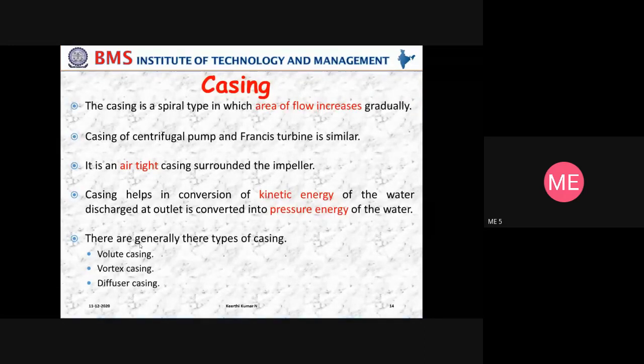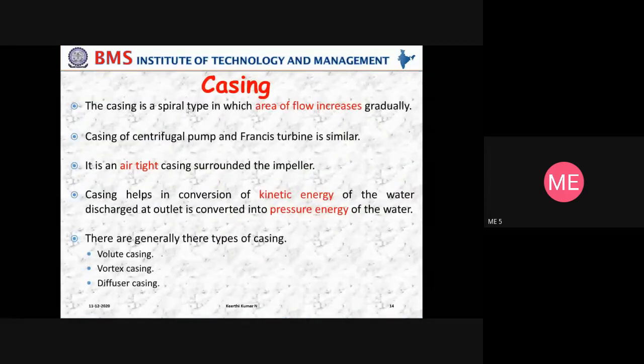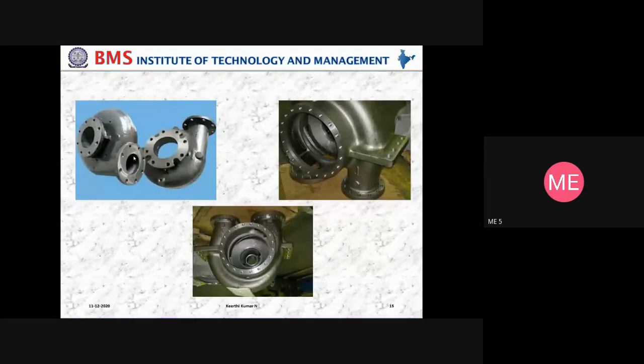There are three types of casings. Usually the shape of the casing is spiral, and the area of flow increases. That is true in all three cases. But small variations are made in the casings, and they are called volute casing, vortex casing, and diffuser casing. Volute, vortex, and diffuser. Can you see the figure of the casing here?